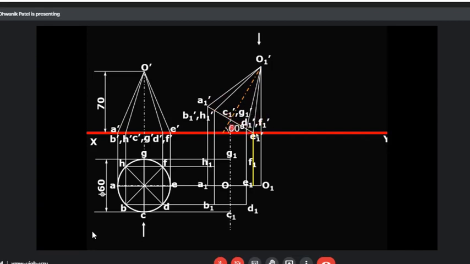Will the bottom portion be visible, or the top portion? Top portion. Okay, the top portion will be visible. So which are the top portion points? G1, H1, A1, B1, and C1. So you will represent these points with solid lines. The cone is a circular shape, so here you will connect the G1, H1, A1, B1, C1 points by a curved shape. Understand?